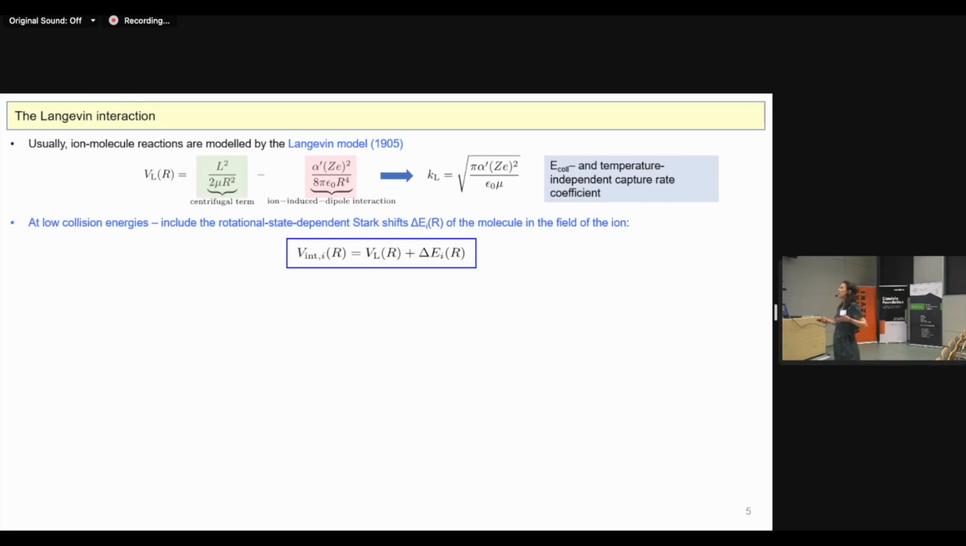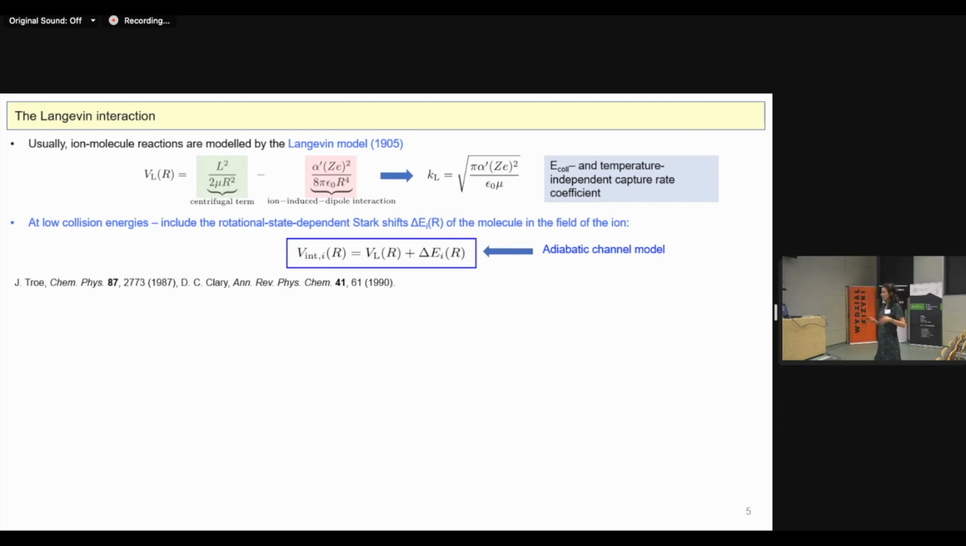What happens, however, at low collision energies is that you need to include the rotational state-dependent Stark shift of the molecule in the field of the ion. So why do these Stark shifts arise? Well, mostly they're because of the presence of a dipole or, to a lesser extent, quadrupole moments. So this framework is the so-called adiabatic channel model, and it's been around since the late 80s. It was developed by Jürgen Troe and David Clary.